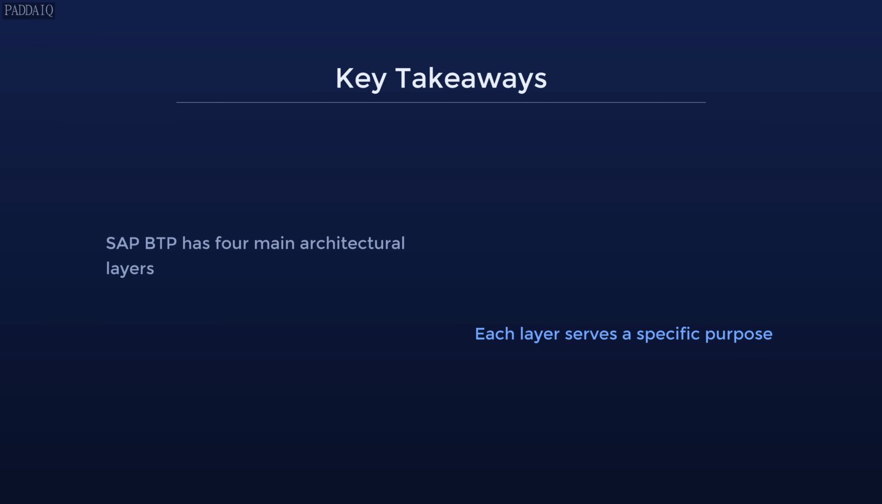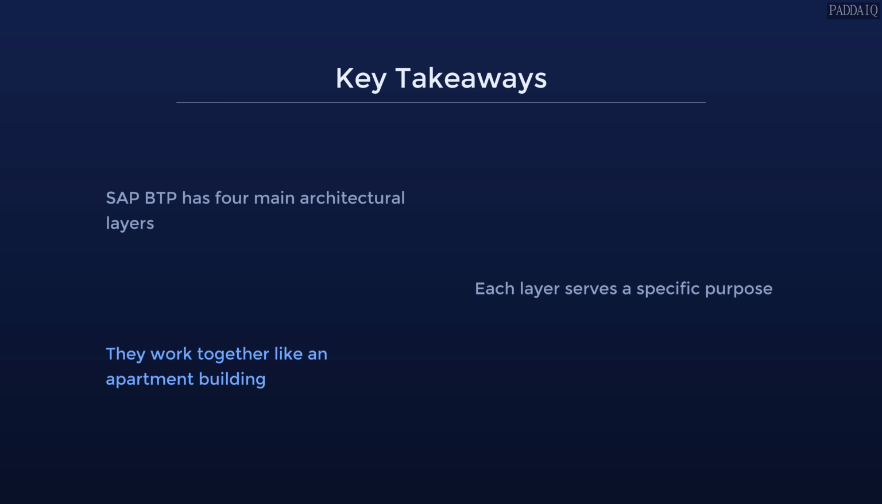Each layer serves a specific purpose. This means every level in SAP BTP is designed for distinct tasks, like building blocks. For example, the database layer stores data, while the application layer runs business logic. This clear separation ensures that each part functions efficiently and reliably within the overall system.